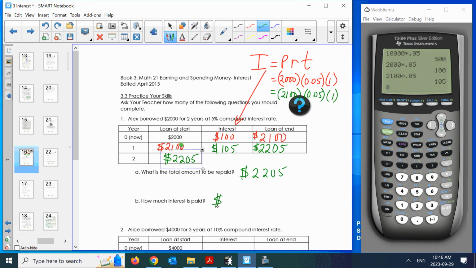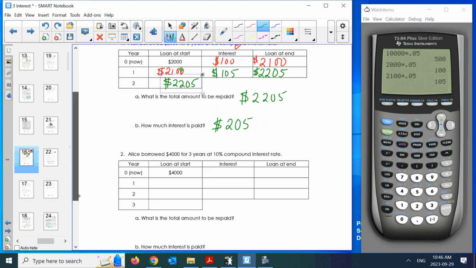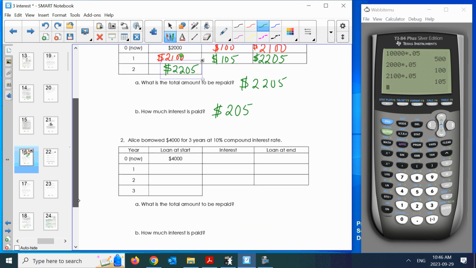And I could do the subtraction in my head. If you want to use a calculator, go ahead. But I subtract off the original 2,000. I color coded it so you can see one calculation from the other. You don't need to use a different pencil or pen. This is the same kind of stuff.